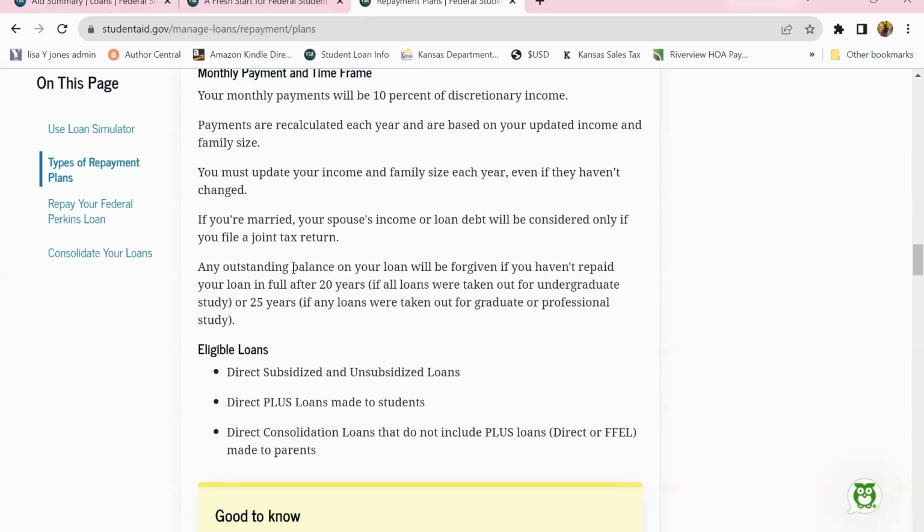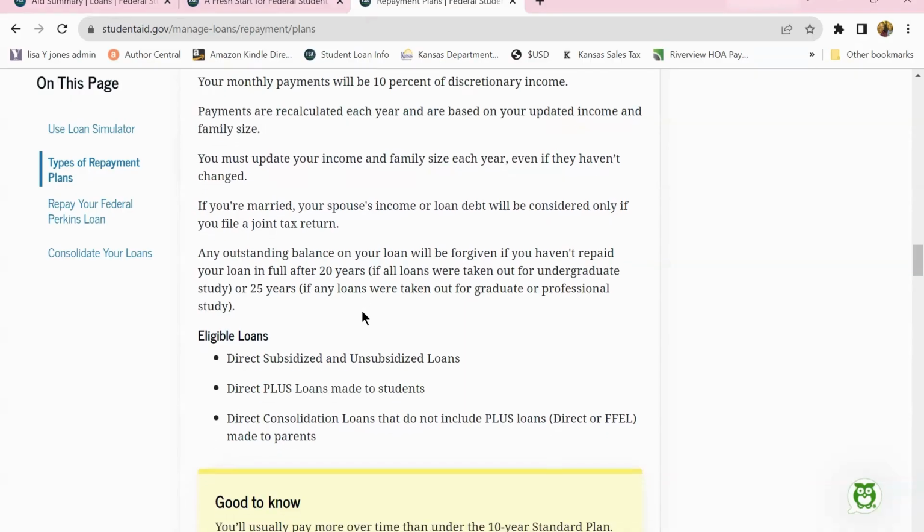Here's a caveat. Any outstanding balance on your loan will be forgiven if you haven't repaid the loan in full after 20 years, if all the loans were taken out for undergraduate, or for 25 years if any of the loans were taken out for graduate or professional study. So you're basically saying that you're on the hook for these loans for 25 years. How long has that been implemented? This is new as of July.